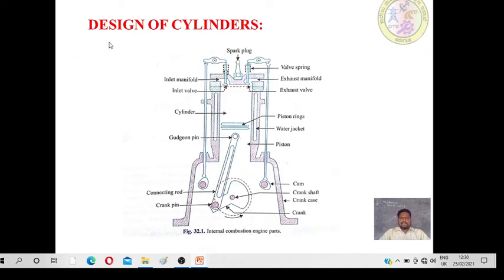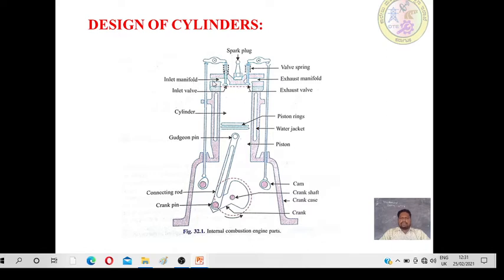Now let us see about the design of cylinders. Before studying the design of cylinders, we should know the parts which are included in the cylinders. You can see the diagram here. This is the internal combustion engine diagram. So here we have spark plug. That means this is the SI engine.